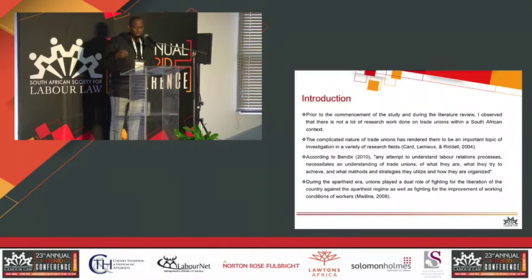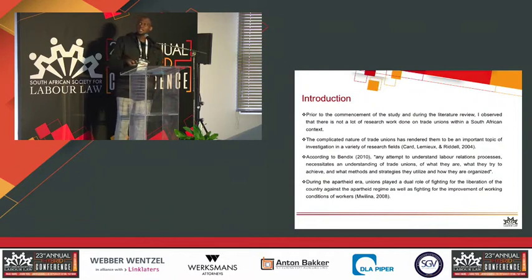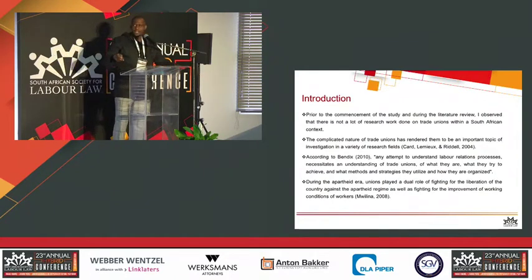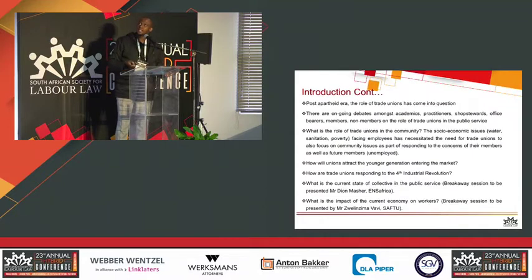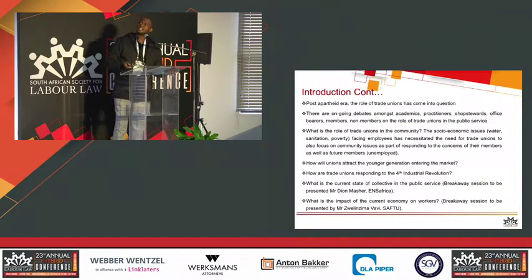Now, for you to be able to talk about trade unions, you need to understand how they're formed. They're quite complex. You need to know how they're formed, what they stand for, what they hope to achieve, how they're organized. Now, during the apartheid era, trade unions fought for a dual role, both for the liberation of the country, but also for workplace improvement of working conditions of employees. Now, post the apartheid era, it's like a post moment. What is the role of trade unions as we sit here?